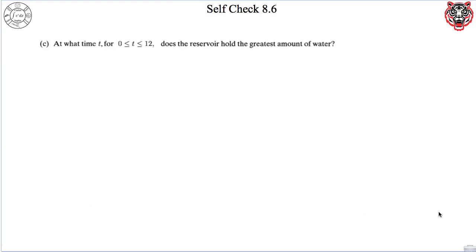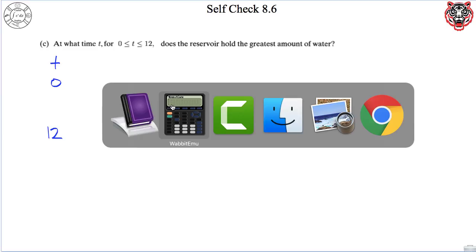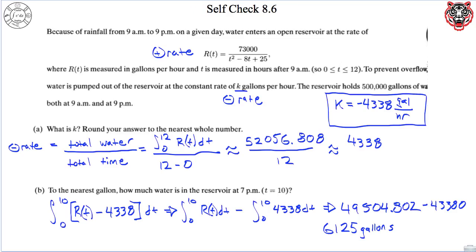And almost done. We're on part C now. So at what time does the reservoir hold the greatest amount of water? Okay. So again, our volume function now is going to be, maybe we should just make a table. This one can't be solved with a table, I can tell. So we need to do 0 to 12, and there should be a critical value somewhere in here. So again, how do we find the critical value?